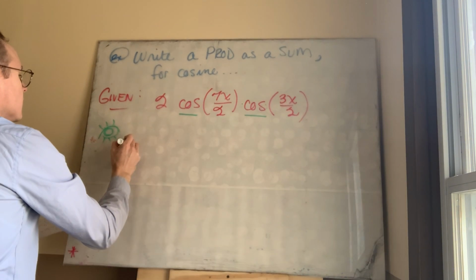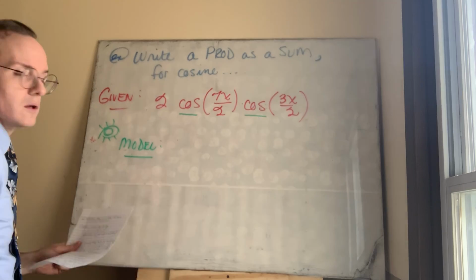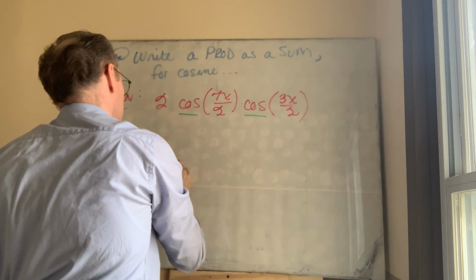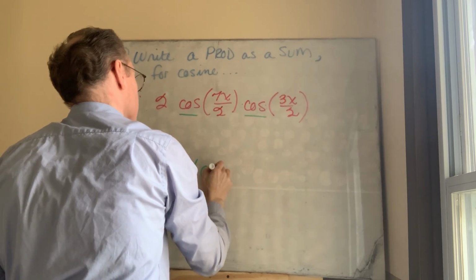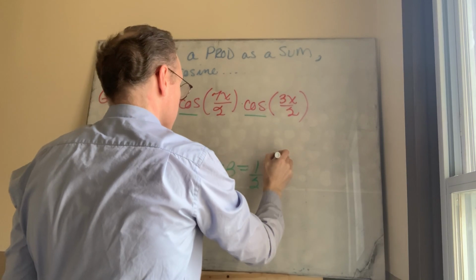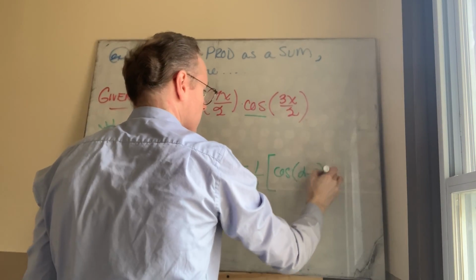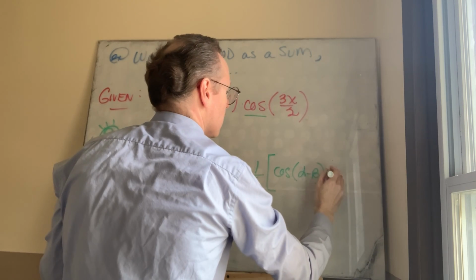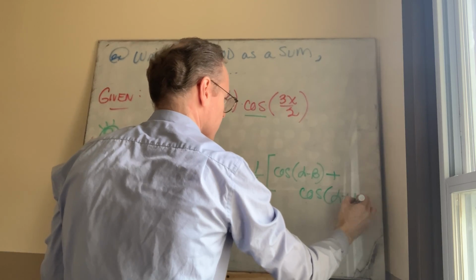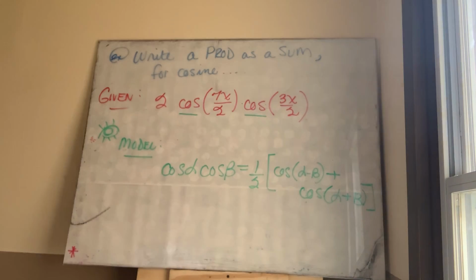So here's the model that you'll be using. And if it's a little faint, I'll write it in a darker marker. Cosine of alpha, cosine of beta is equal to 1/2 cosine of alpha minus beta plus the cosine of alpha plus beta. We're going to have to tweak it slightly, but it's not actually too bad.